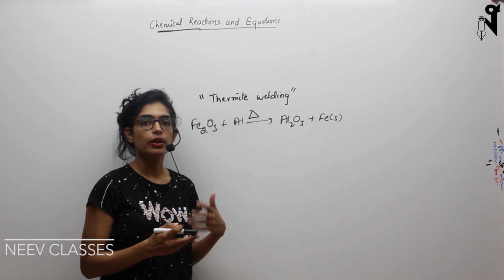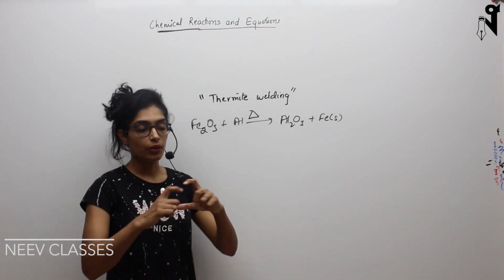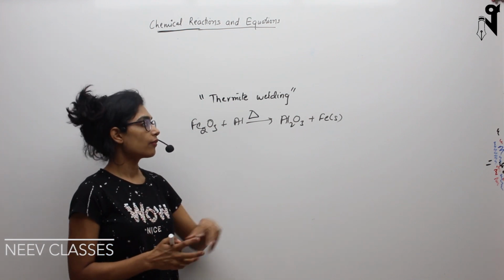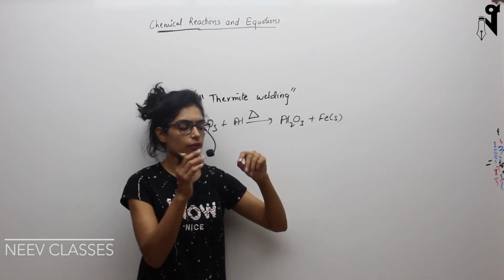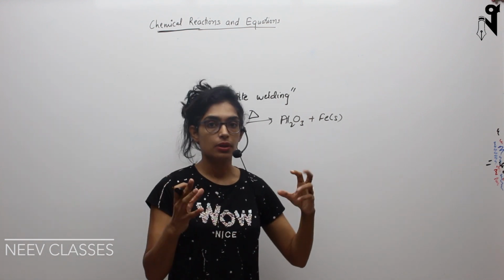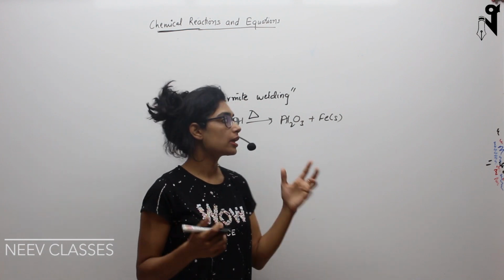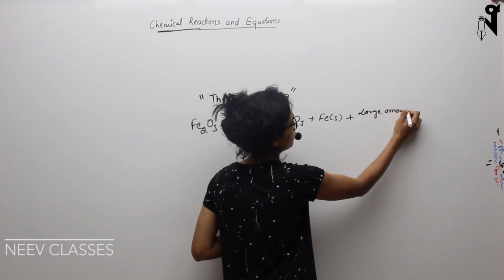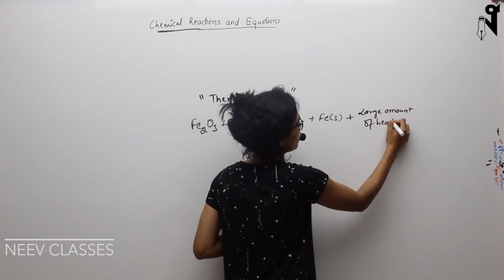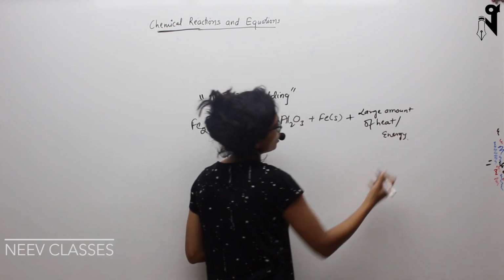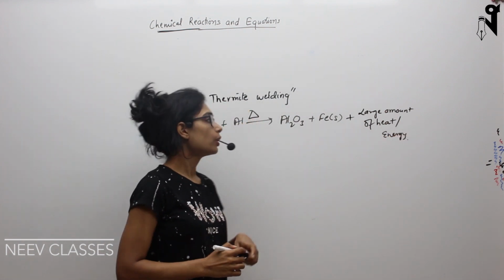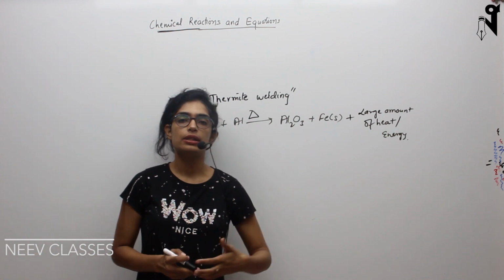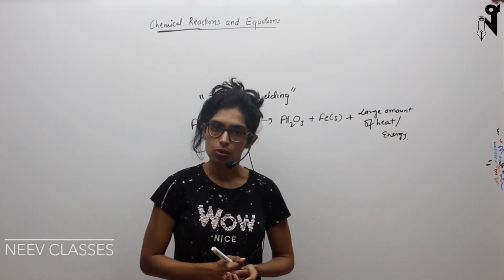This reaction is not only used for regular welding purposes but also for the welding of railway tracks. A huge amount of heat gets released after this reaction. You must have seen welding happening, and a lot of light and heat comes out. You can see those sparks coming out. So that spark is basically a large amount of heat or energy, because energy is coming out in the form of heat as well as light, both. So this is a very, very important reaction. Not only in this chapter, you will be seeing this reaction again in the metals and non-metals chapter also.